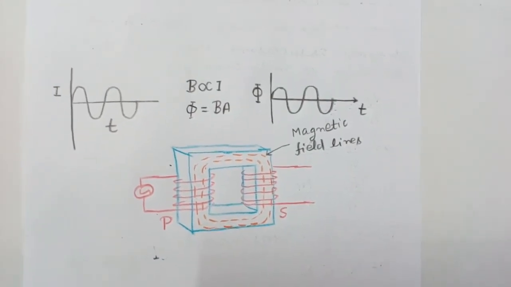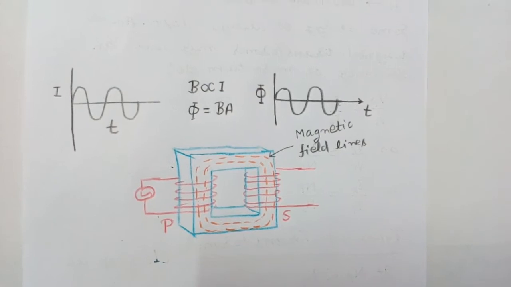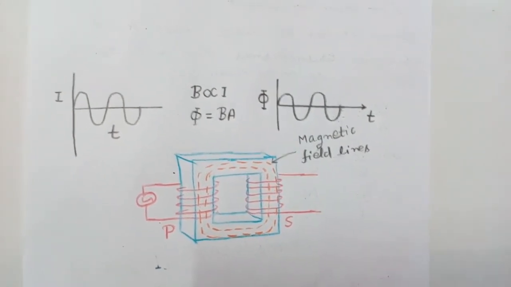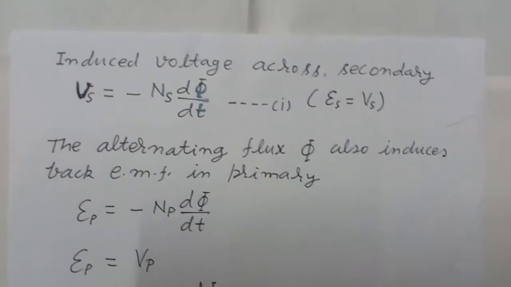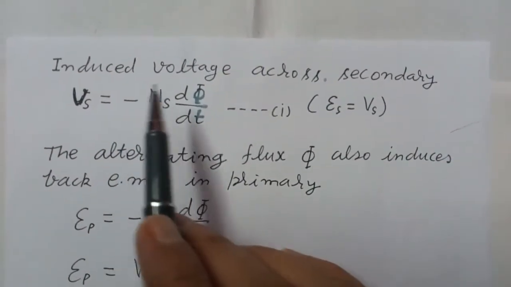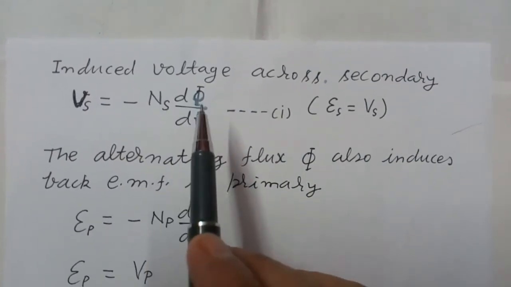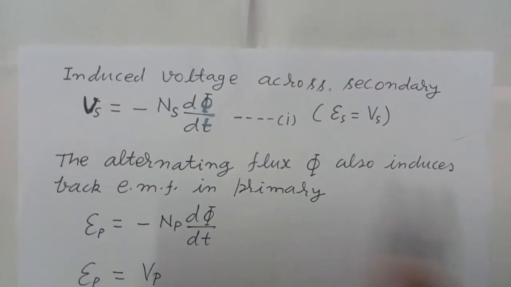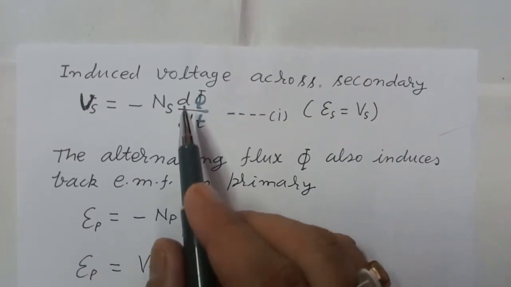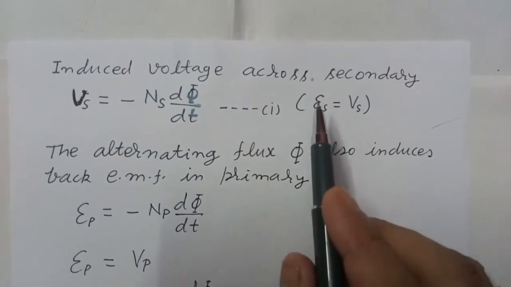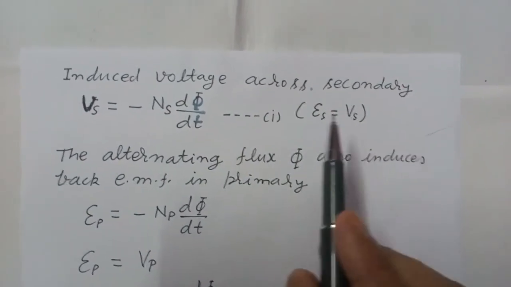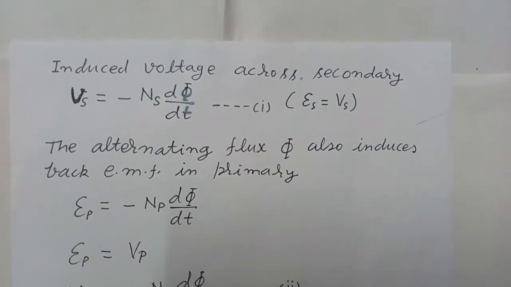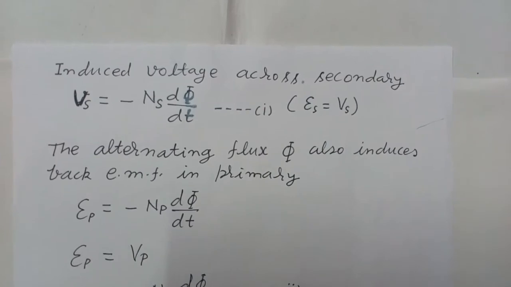So suppose at time t magnetic flux is phi. So we know that induced voltage is equal to N into d phi upon dt. So induced voltage across secondary, Vs is equal to minus Ns d phi upon dt. For induced EMF Es, I have written here Vs. So this Es is equal to Vs because we assume that resistance of secondary coil is very small.